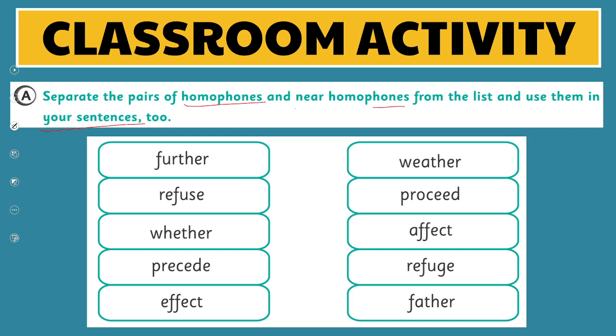Now, let's talk about homophones and near homophones. So, do this quickly and then we will talk about the answers.